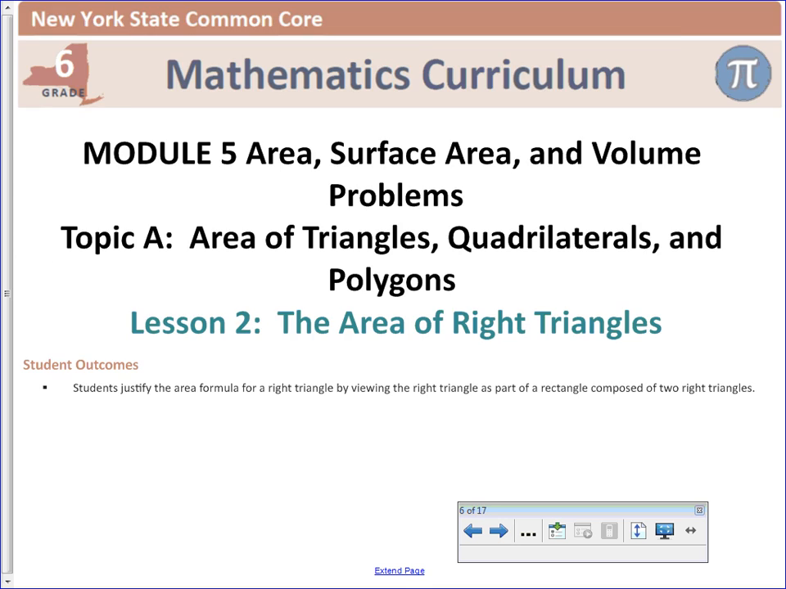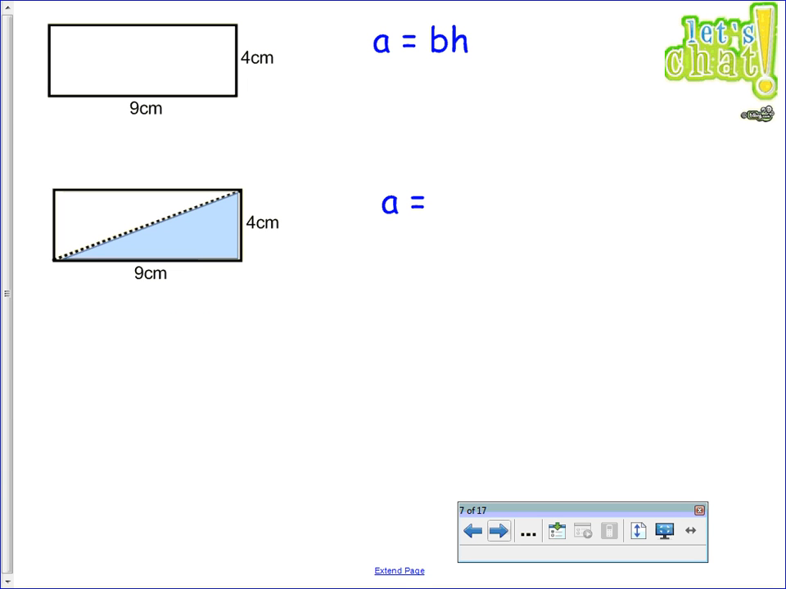So starting with Lesson 2, first just everybody look at the board and let's chat about it for a minute, okay? Going back to what we discussed last week, area of a rectangle is base times height. Well, if we look at this triangle, what do we know about this triangle in relationship to the rectangle? It's half of it. This triangle is half of the rectangle. See, if I copy it and put it in, it's exactly half. It matches.